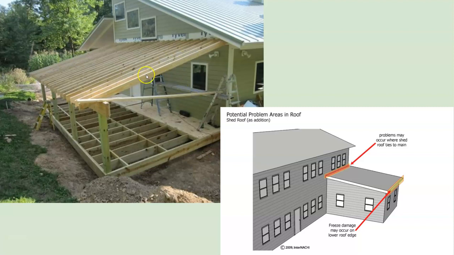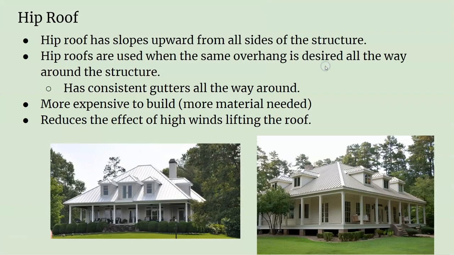Shed roofs are also featured on additions a lot because it's just coming off the house, and you don't have enough room to make a gable roof with two sides. You just have one side of the gable, which is your shed.